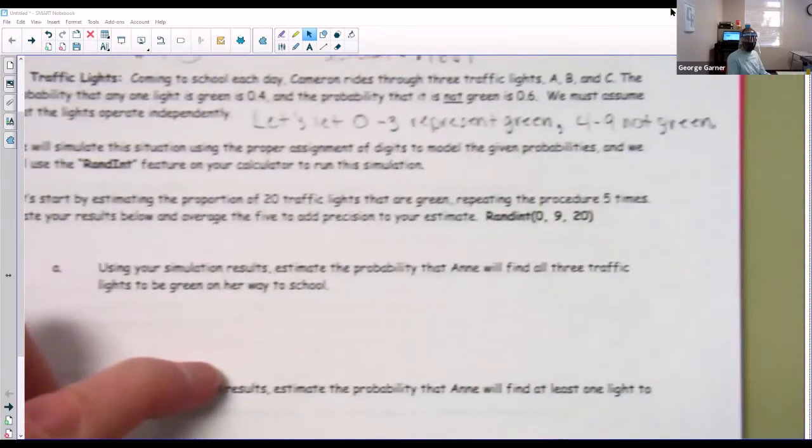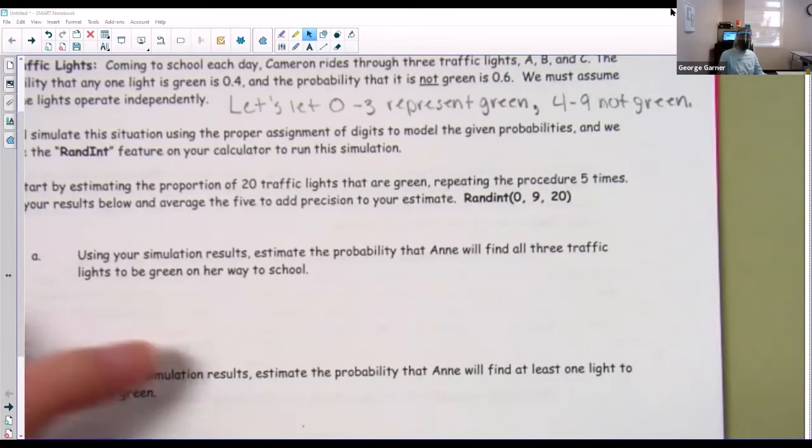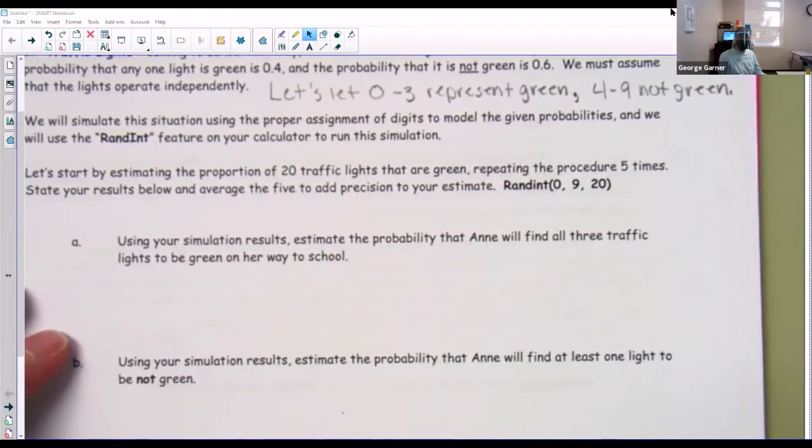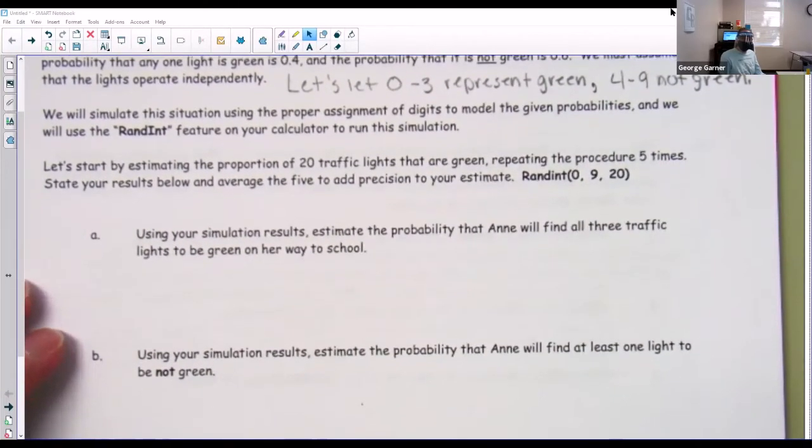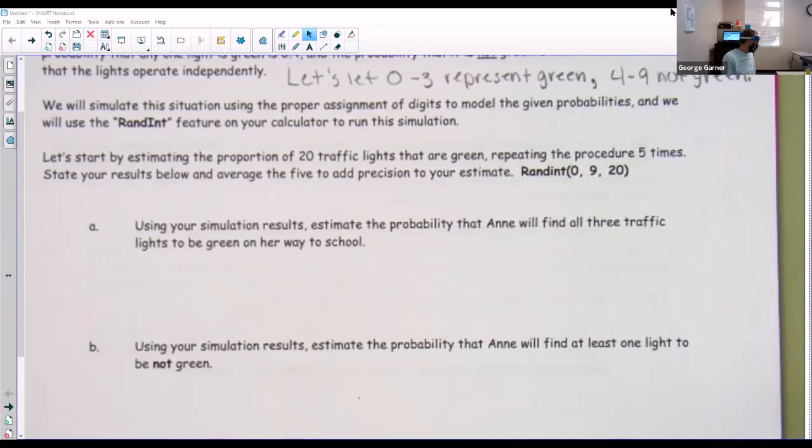All right, so there's our assignment of digits. And we're going to use random integer on the calculator to run the simulation. Let me switch to calculator mode here. I'm going to start with you guys with Nspires, so follow along with me, and let me get that up on the screen.